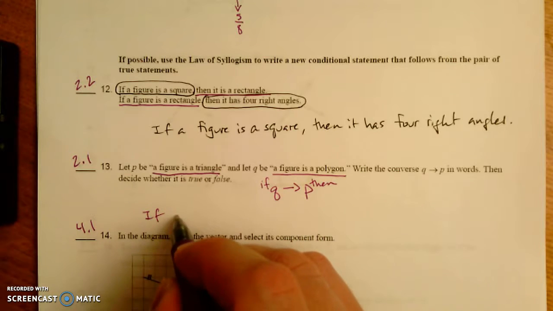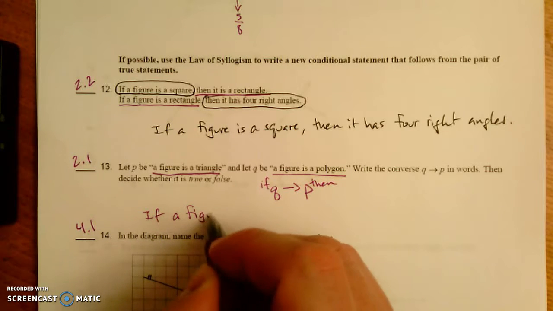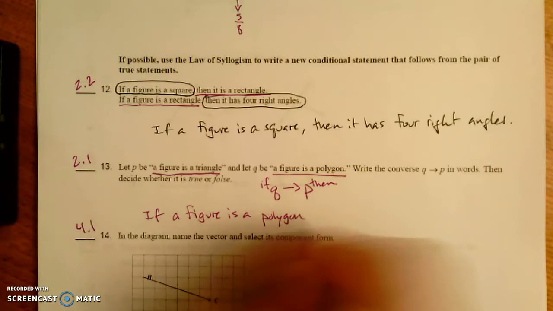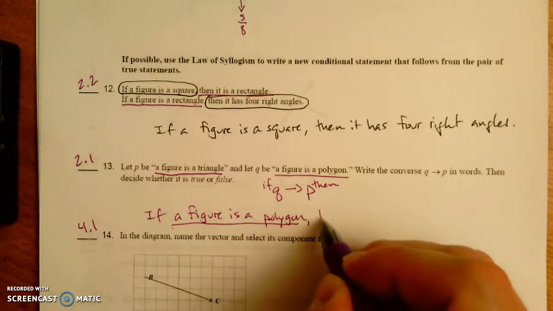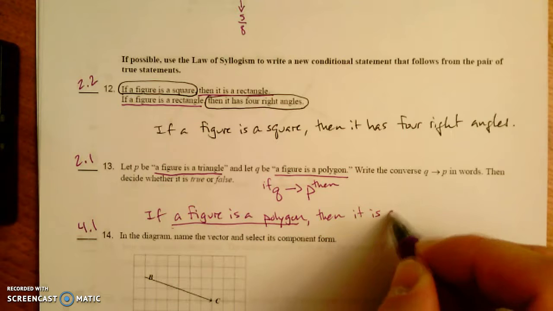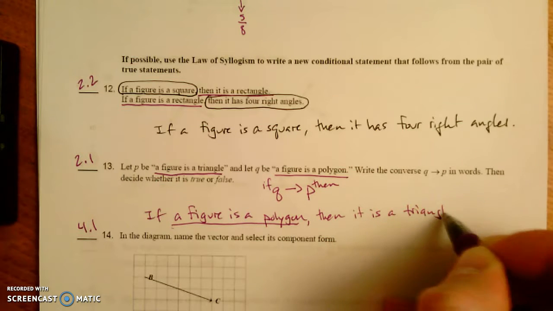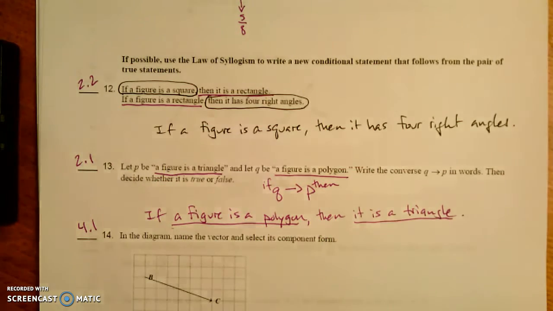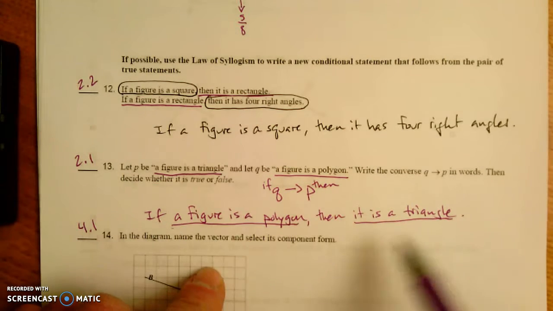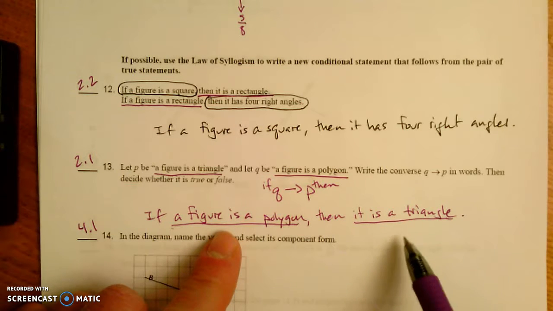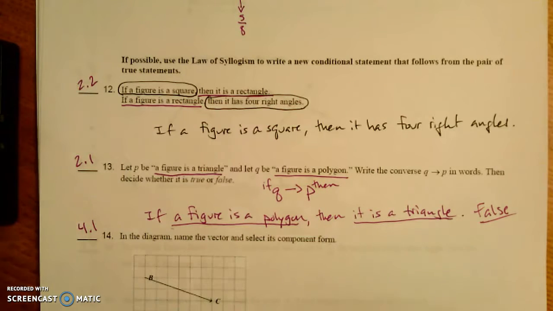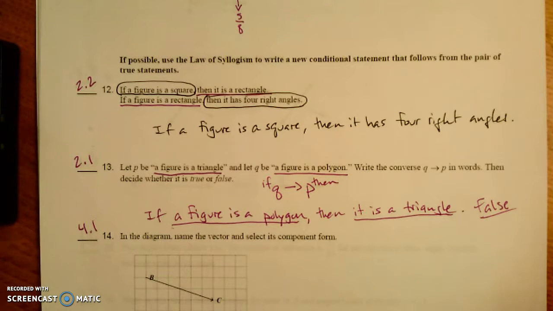If a figure is a polygon, then it is a triangle. Okay, so there's the converse, Q implies P. And if a figure is a polygon, then it is a triangle is false, because just because it's a polygon, it could be all sorts of other types of figures.